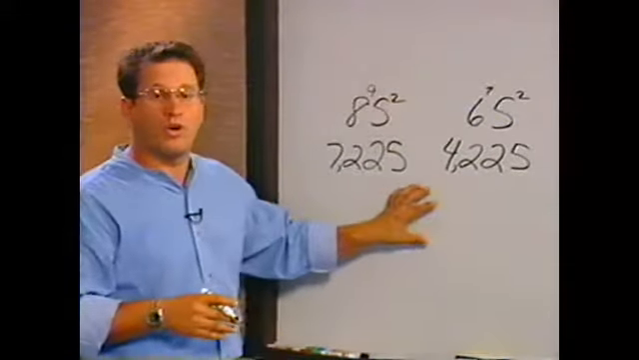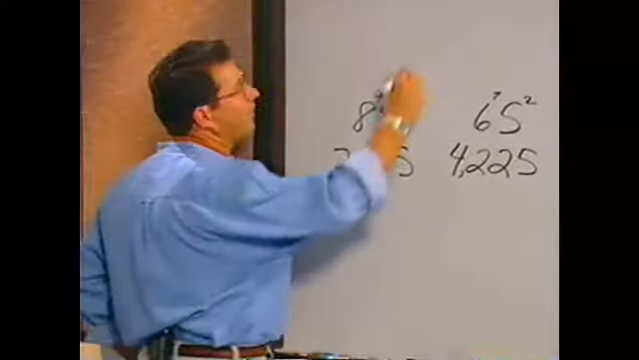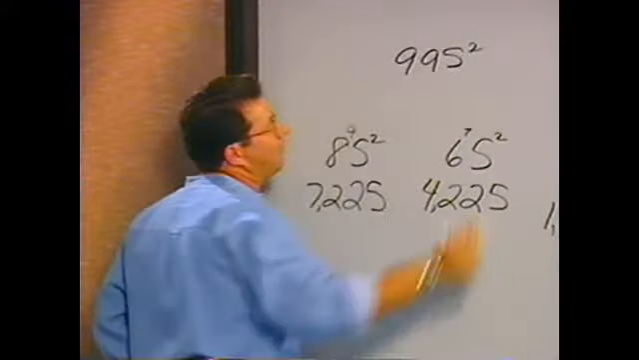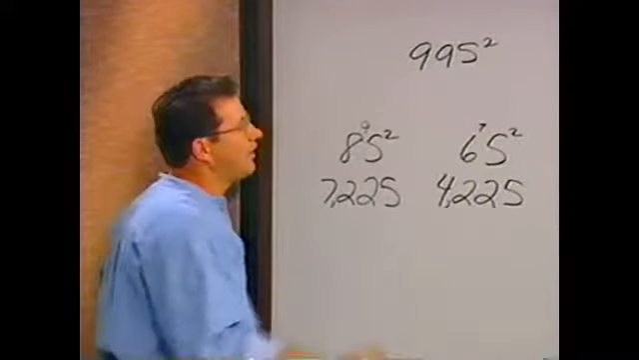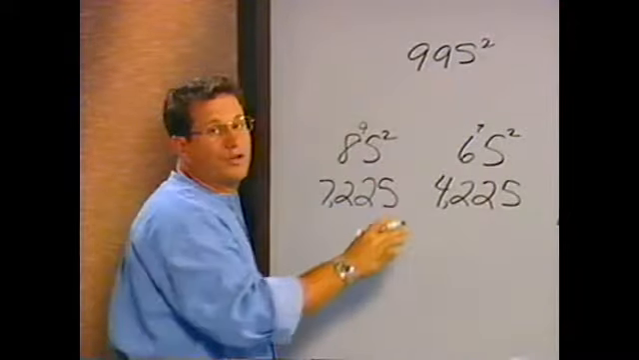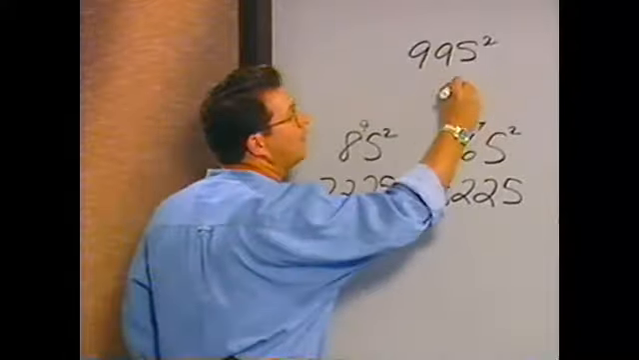Now, this will even work with bigger numbers. You just have to do a little more multiplication. Let me give you an example. If I said to you 995 squared, 995 times 995 is a really big number, but once again it ends in 5, so what's the answer going to end in?